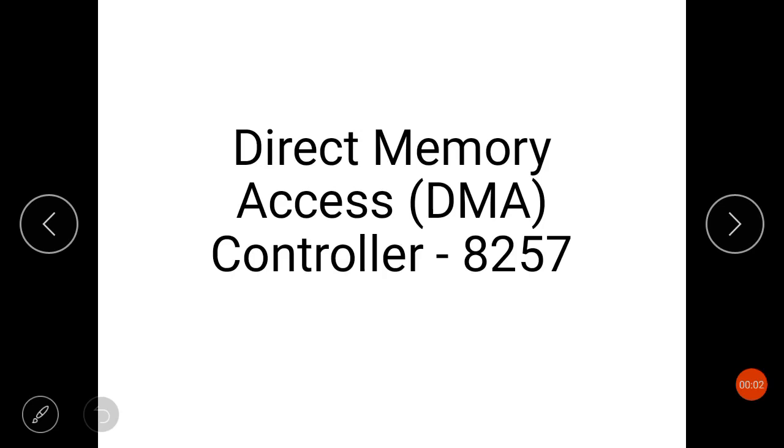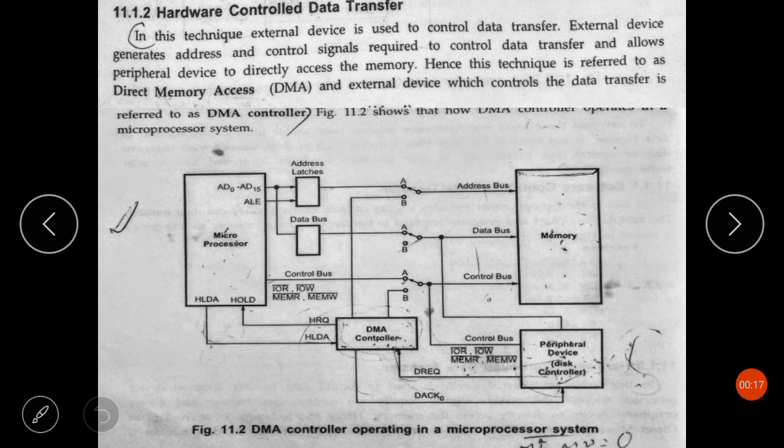Students, in this lecture I'm going to start a new topic, that is direct memory access controller, that is DMA controller. It is also called 8257. In microprocessor based systems, data transfer can be controlled by either software or hardware. Data transfer means transfer of data from input output device to memory, or from memory to input output device.